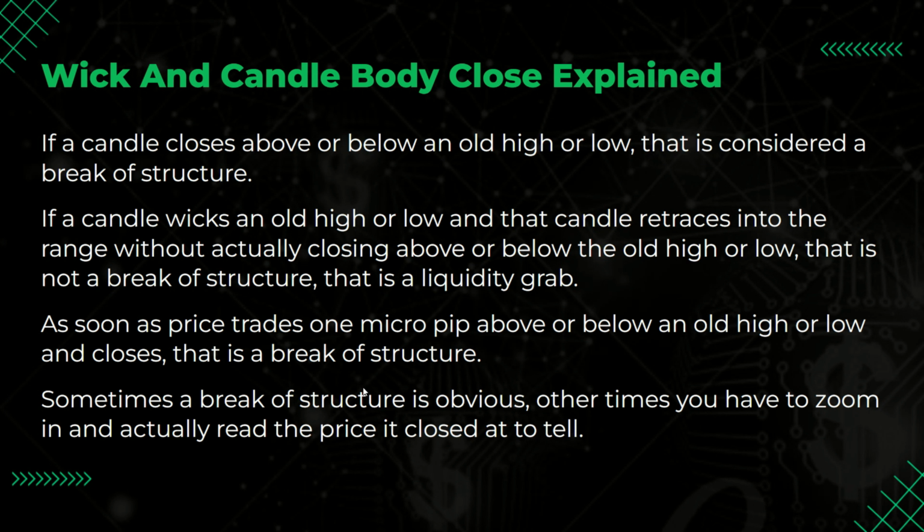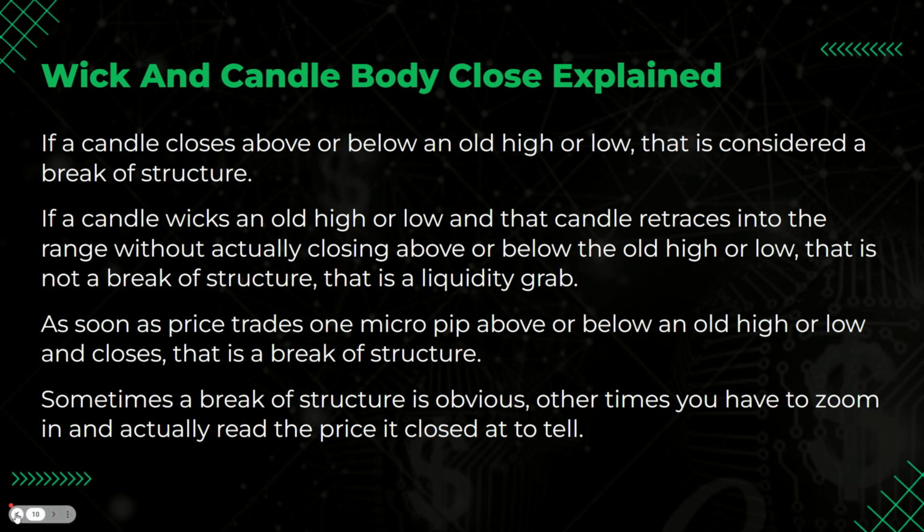Okay, so a further explanation of wick and candle body close. If a candle closes above or below an old high or low, that is considered a break of structure. If a candle wicks an old high or low, and that candle retraces into the range without actually closing above or below the old high or low, that is not a break of structure. That is a liquidity grab. As soon as price trades 1 micro pip above or below an old high or low and closes, that is a break of structure.